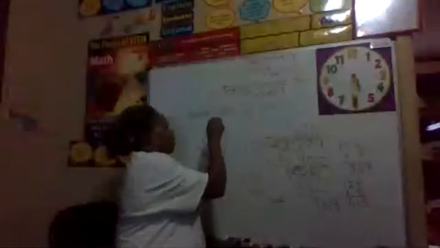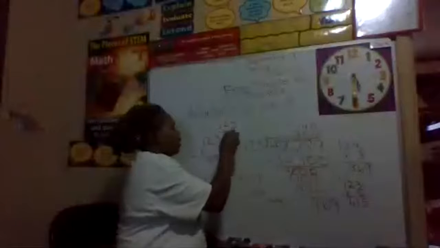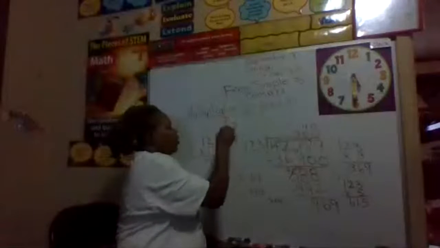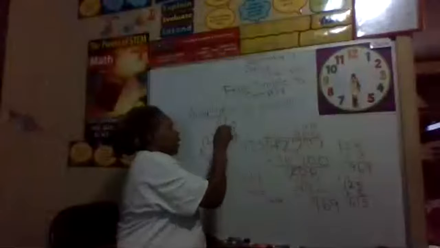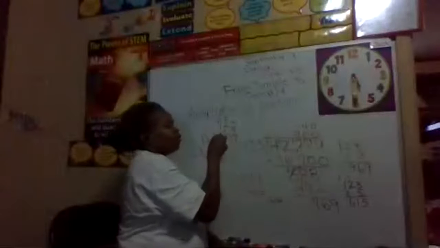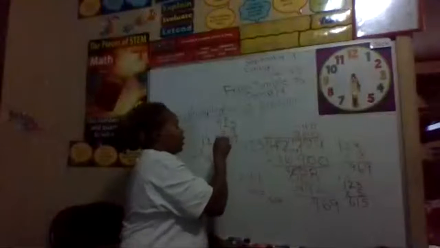All right. 123 times 9. 9 times 3 is 27. Carry a 2. 9 times 2 is 18, plus 2, 20. Carry a 2. 9 times 1 is 9 plus 2, 11. That's too much. So it should be like 8 or something. So let's try 8. Let's erase some of this stuff. Erase it. Let's try 8.